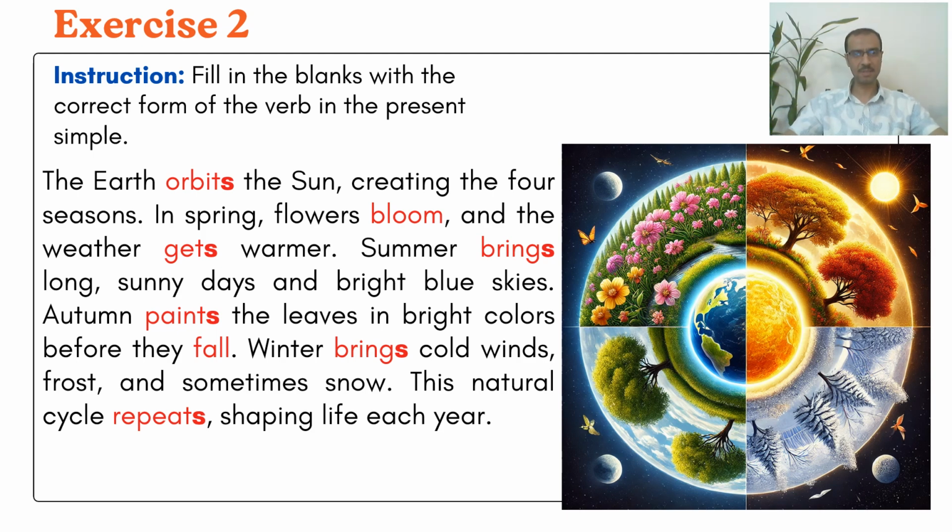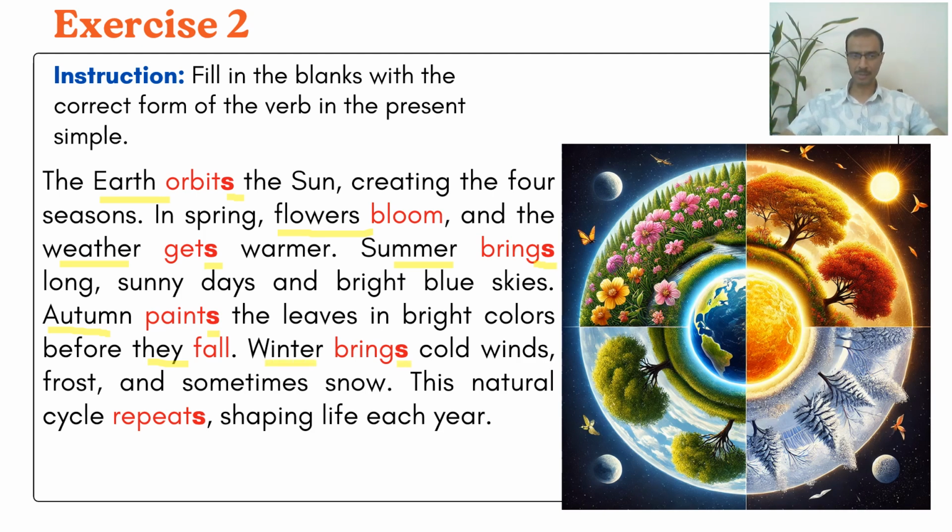Now check your answers. As you see, Earth is singular, so it takes S. Flowers, that's plural, so we don't add S. Bloom. Weather, that's again singular, so we add S. Summer, that's singular, again add S. Autumn, that's again singular, so we add S. They, that's talking about leaves, so they fall, that's plural, so we don't add S. Winter, that's again singular, we add S.